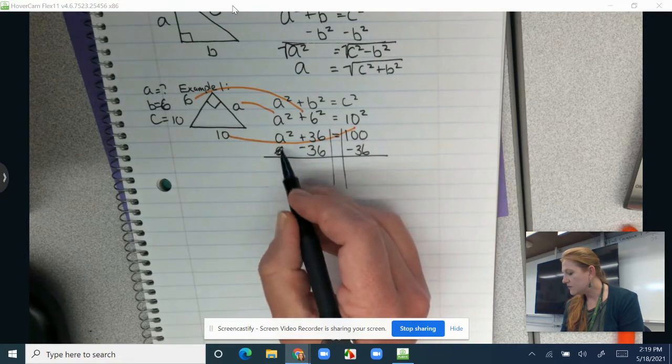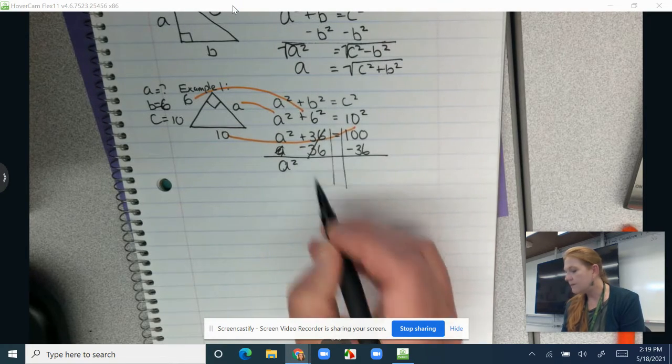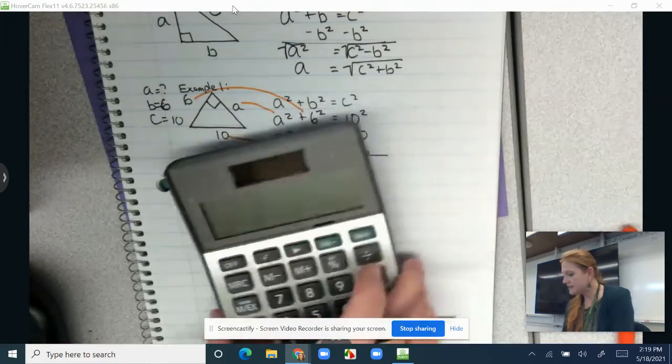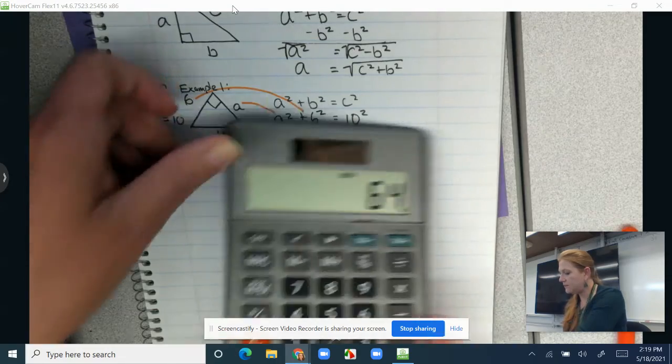Let me carry down what's left over. I shouldn't have scratched that off, but that's okay. We have A squared. This goes bloop, that disappears completely. And we have 100 take away 36. 100 minus 36 is 64.